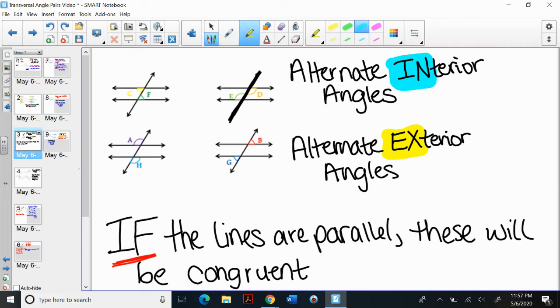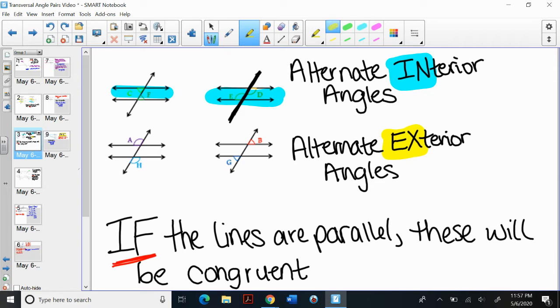They are also inside of the parallel lines, which is where the word interior comes from. Let's see if I can do a better job over here. Inside of the parallel lines, C and F. Opposite sides of the transversal, but inside.